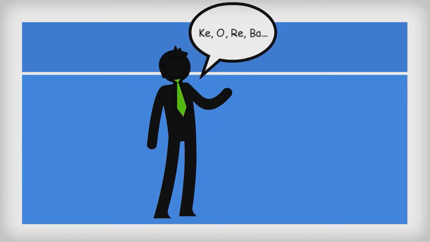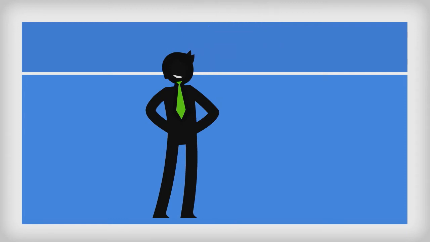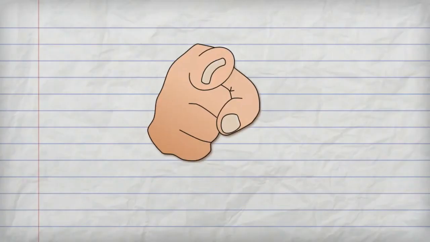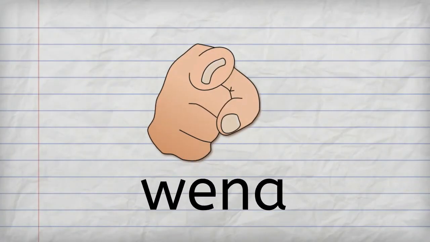Oh, we're learning how to say I, he, she. We're learning about pronouns. Are you ready, kids? Yeah! So, the pronoun for you is wena. Wena.